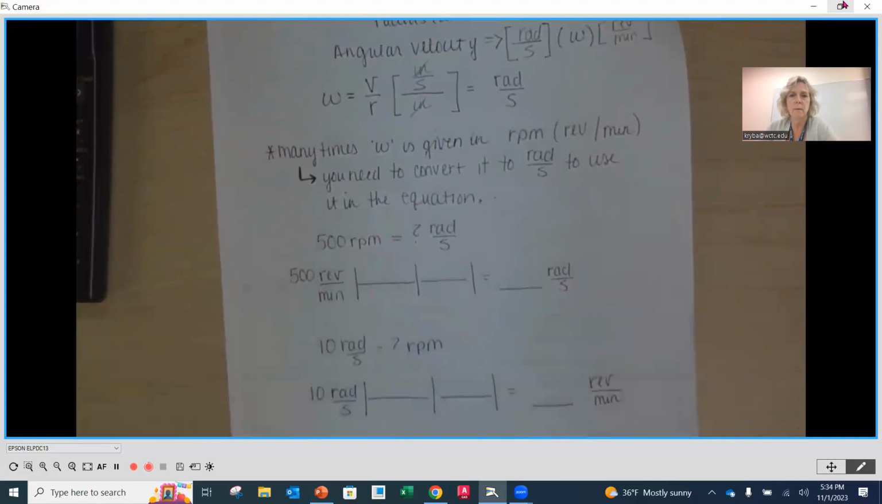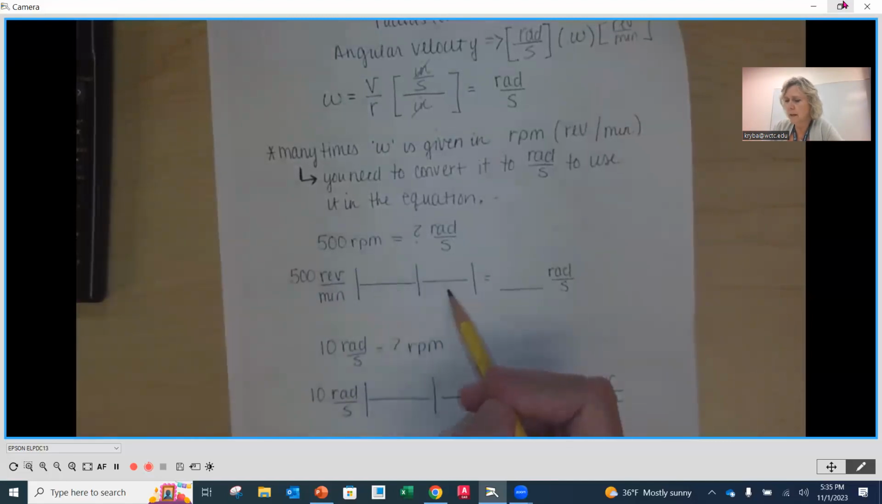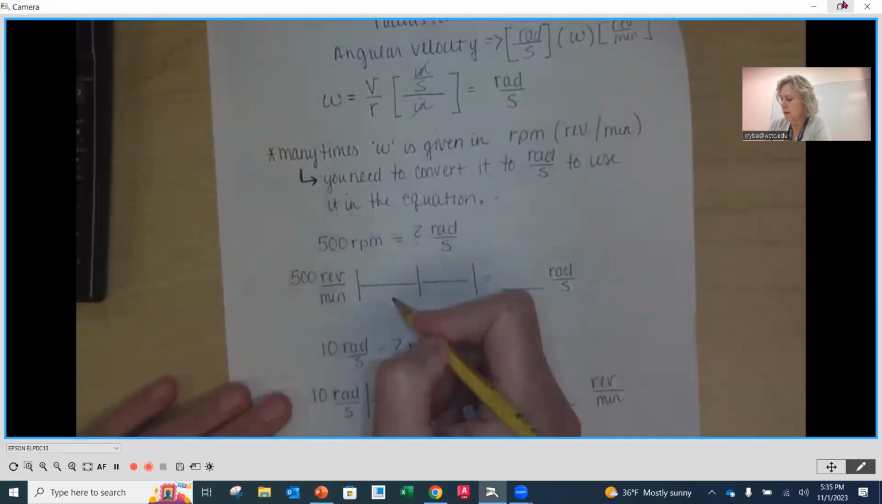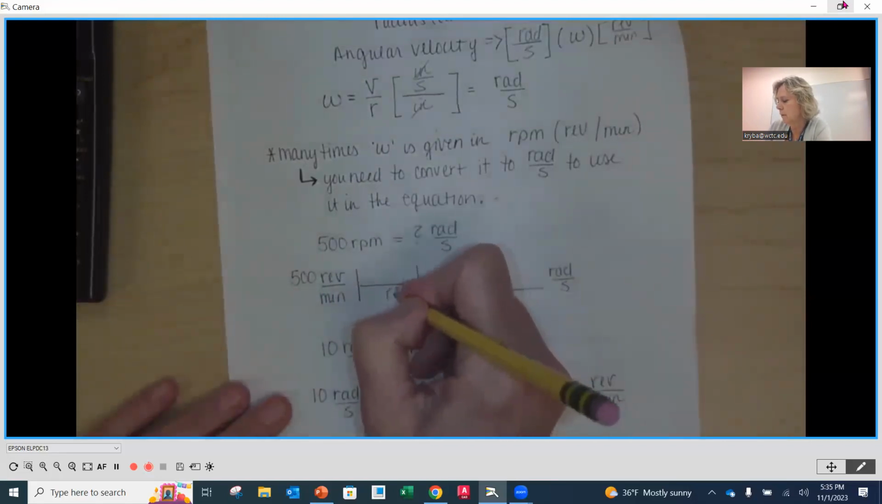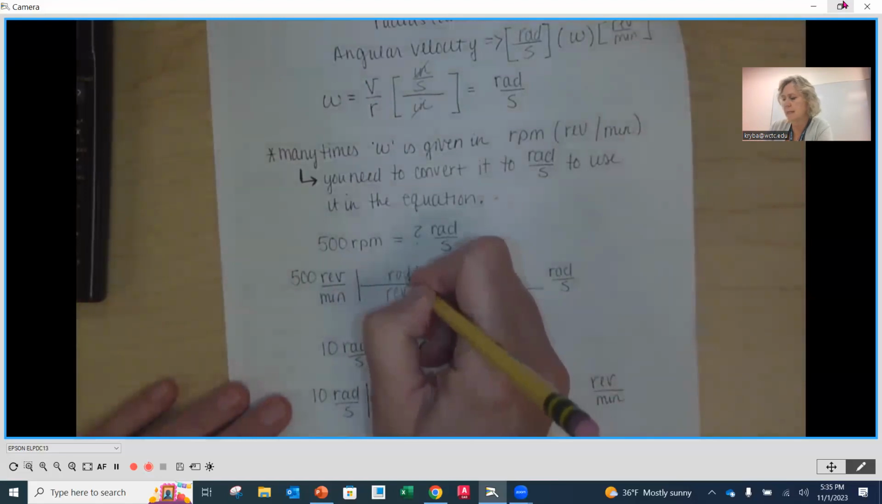So the first one that we have here is we want to convert 500 RPMs to radians per second. First things first, when we look at RPMs, we want to expand it out and put revolutions on top and then minutes on the bottom. And then using that ratio method, we're going to fill in the boxes here. I always tend to start on the top. If I know I want to change revolutions to radians, in my first spot here I put revolutions on the bottom and radians on top.